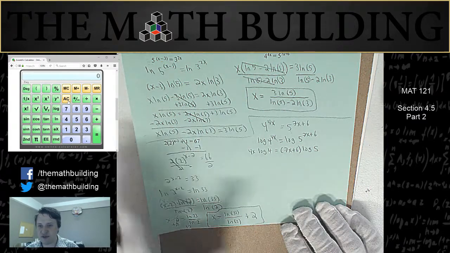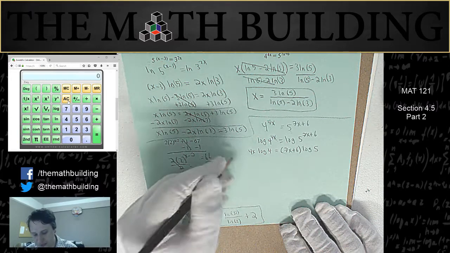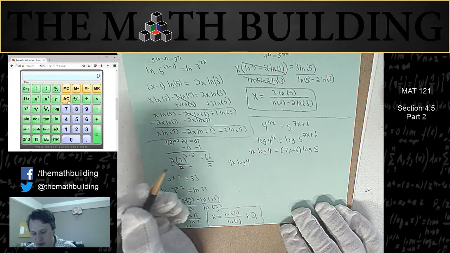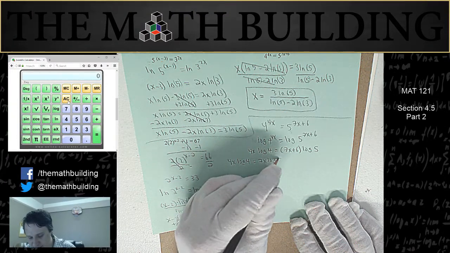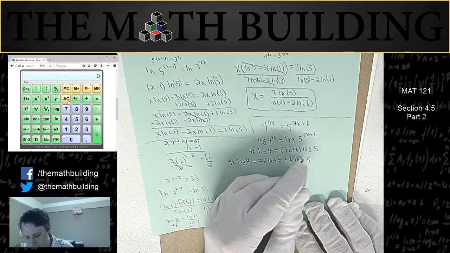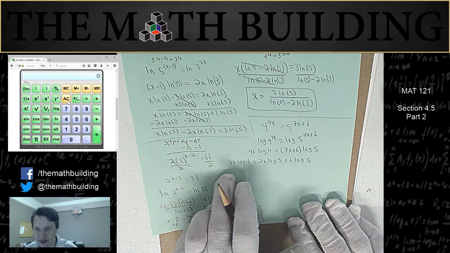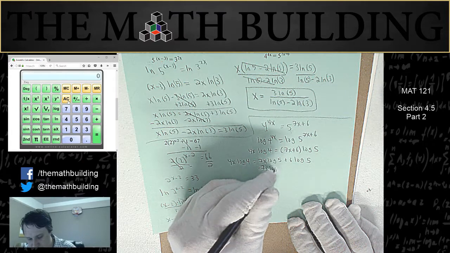Now it's just a matter of getting all of the x's to one side and solving. So to use the distributive property on the right, 4x log 4 equals 7x log 5 plus 6 log 5, like that. And then we want to subtract that 7x over. Anything with an x will move to the left.